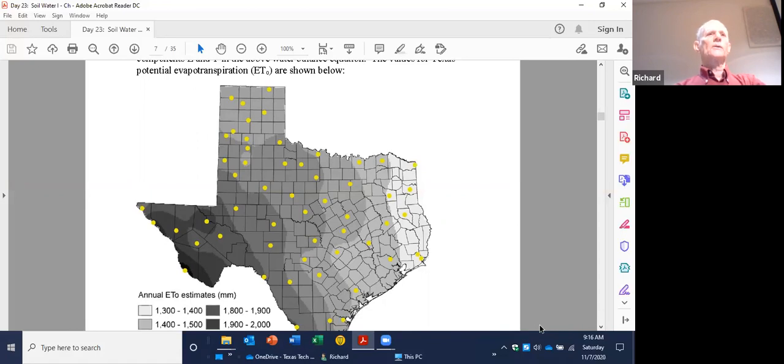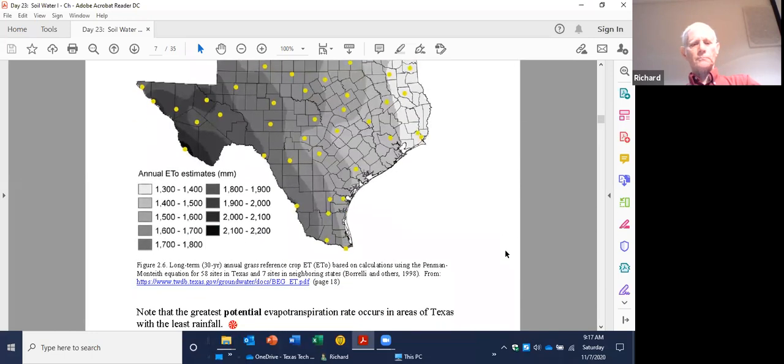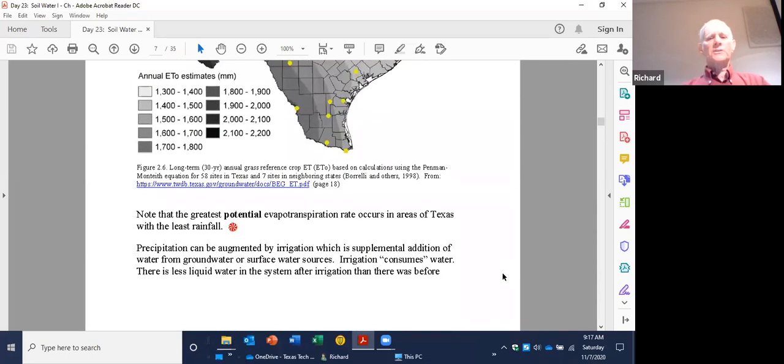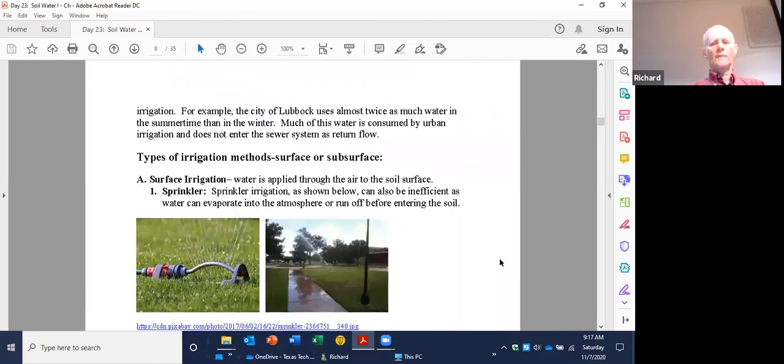Now, please note this is potential evapotranspiration. In other words, if I set a coffee cup out and measured how much water evaporated from that coffee cup on a year basis, it would greatly exceed the rainfall. The evapotranspiration rate in West Texas is probably about 80 inches. We only get 8 to 10 inches of rainfall. So the further west we go, the more critical the water problem becomes. Note that the greatest potential evapotranspiration rate occurs where there is the least amount of rainfall.